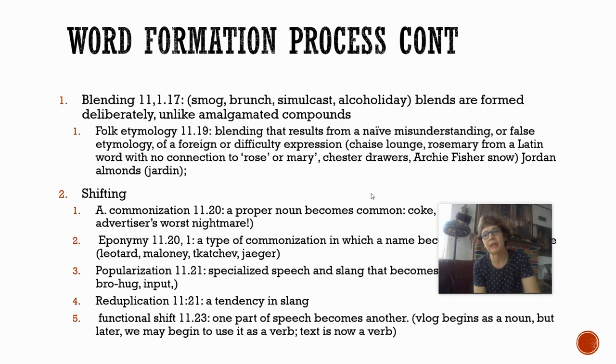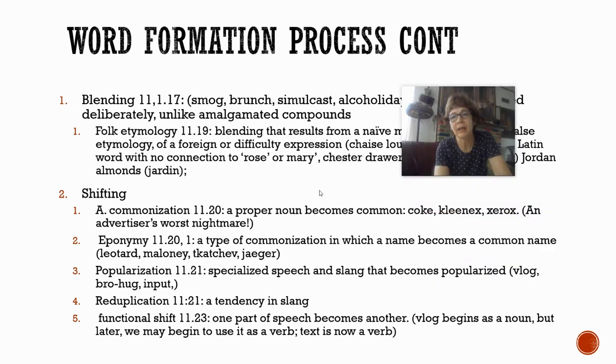Not in these parts, but in northern areas where there's a lot of snow, artificial snow was sometimes called Archie Fisher snow. So these can be quite funny. 11.19 has you look at some other folk etymologies. Cockroach is one. Let's see if it's listed. It isn't, but if anyone wants to take that one on, you can.